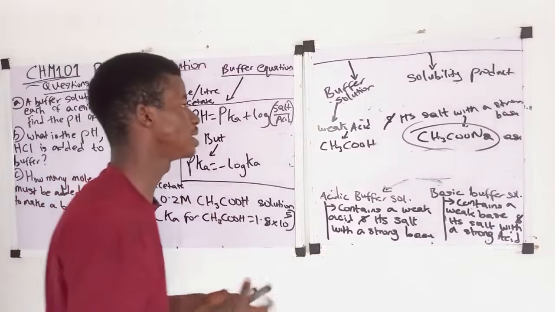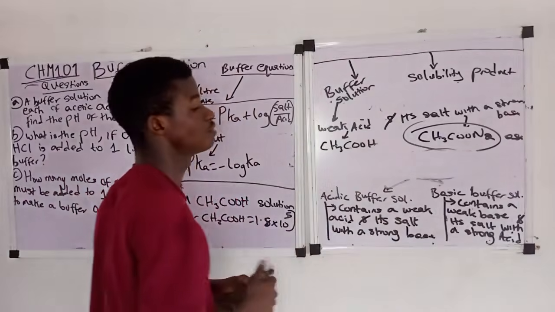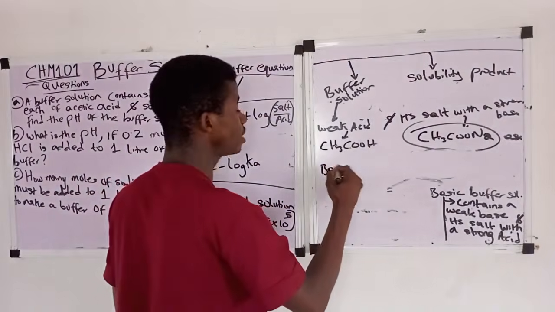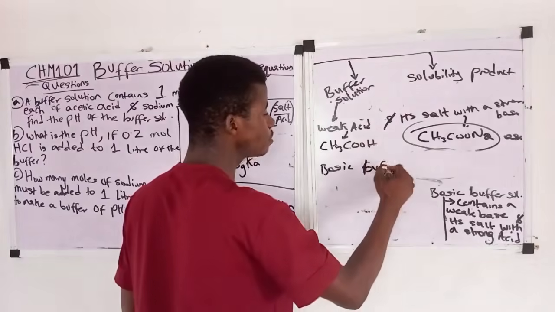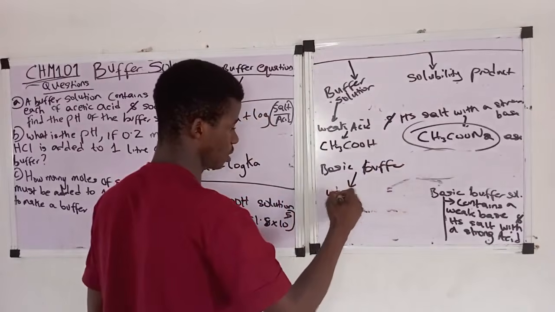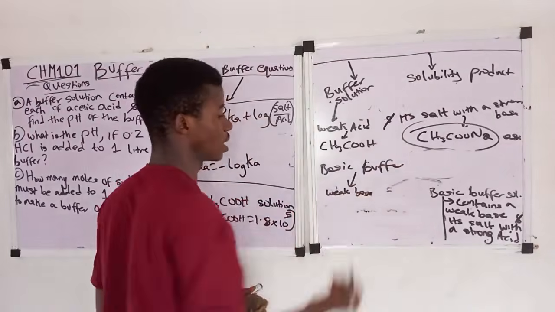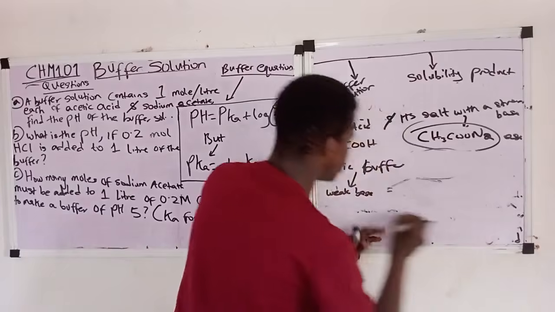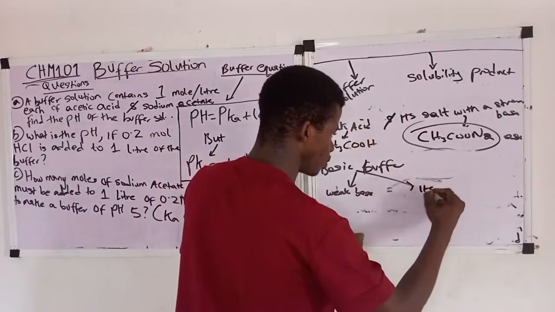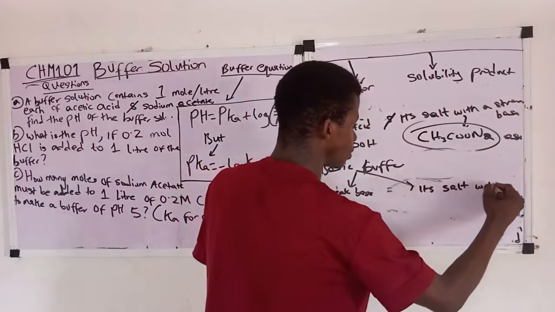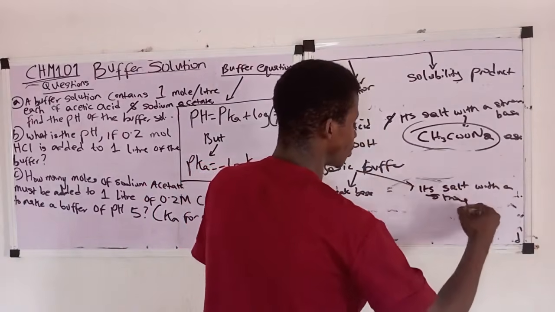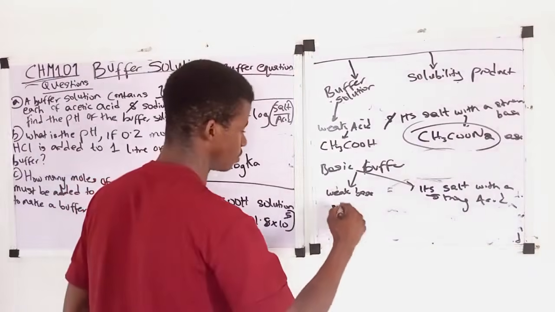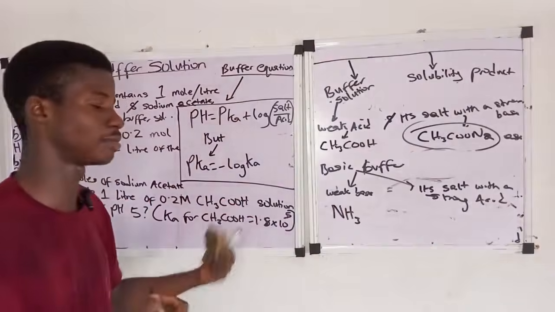Don't worry about the basic buffer. A basic buffer is just like the opposite: a basic buffer contains a weak base and its salt with a strong acid. Okay, for an example of a weak base, let's use ammonia, right? Yes, ammonia is an example of a weak base.